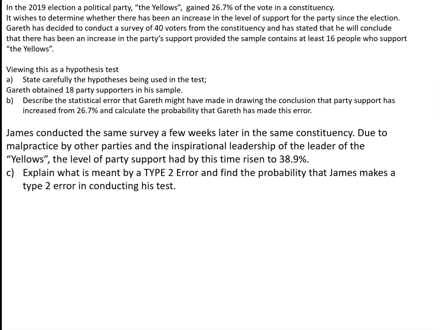James conducted the same survey a few weeks later in the same constituency. Due to malpractice by other political parties and the inspirational leadership of the leader of the Yellows, the level of support had by this time risen to 38.9%. Explain what is meant by a type 2 error for James's test and find the probability that James makes a type 2 error in conducting his test.